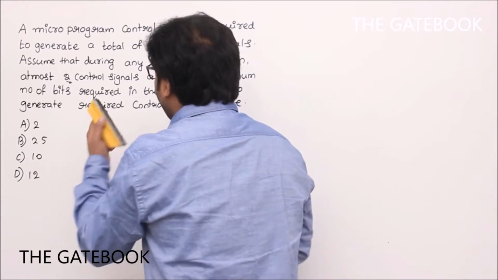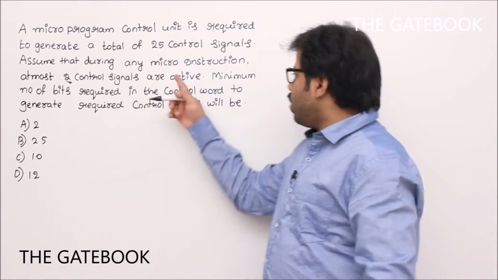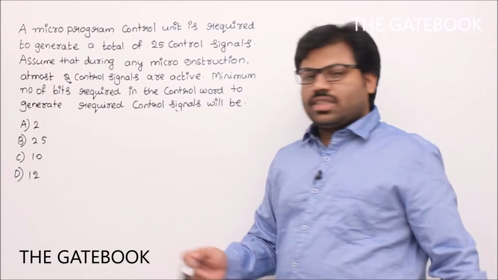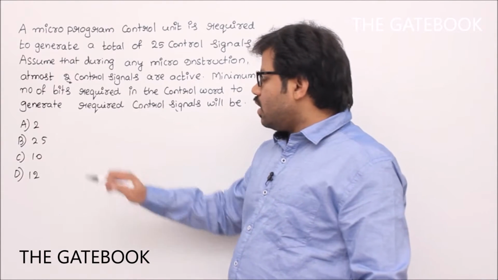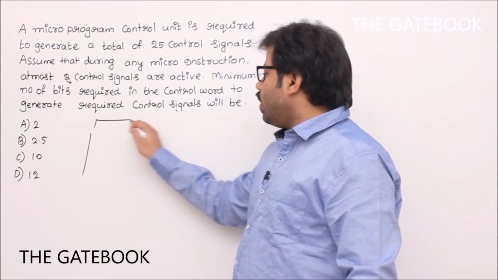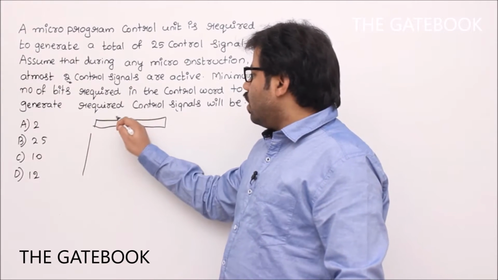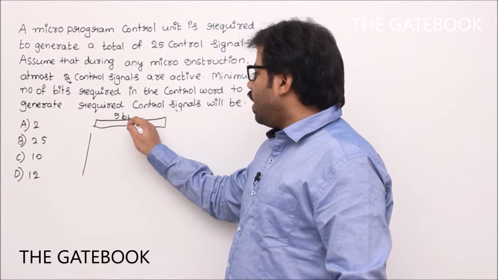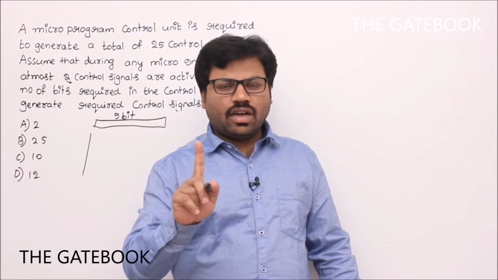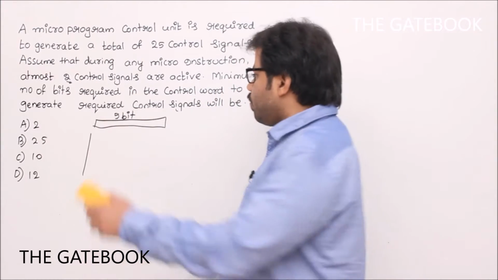But here I have to optimize. Correct? The minimum number of bits required is the question. So if you want to answer that, what we can do is use a decoder and use only 5 bits. Let me use only 5 bits and generate exactly 1 control signal out of 25. How, I will tell you.